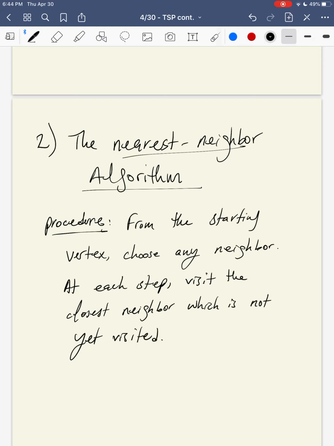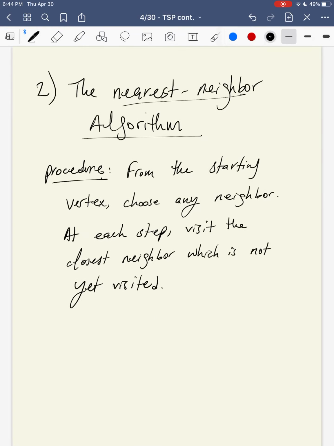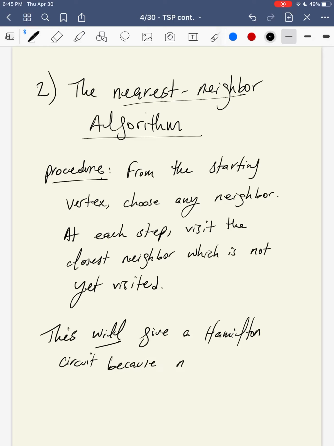So this will give you a Hamilton circuit because you're just not ever visiting one vertex twice. So this will give a Hamilton circuit because no vertex is visited twice. And that's all.